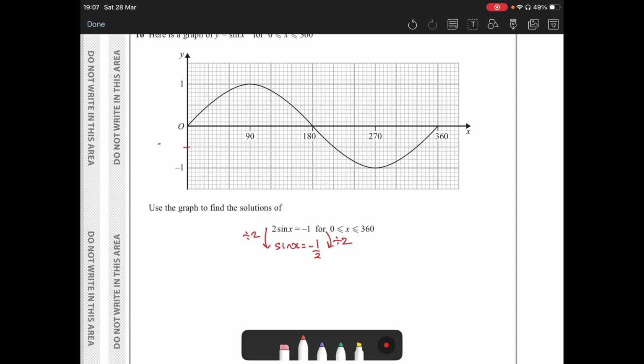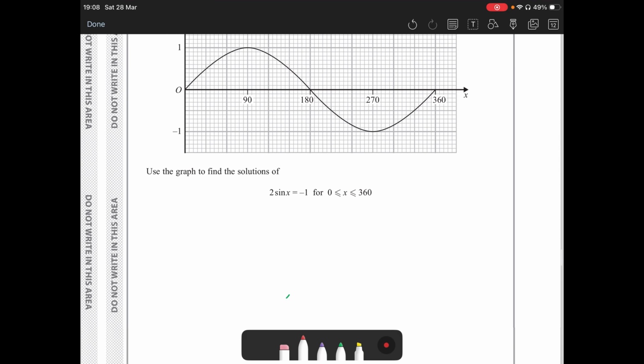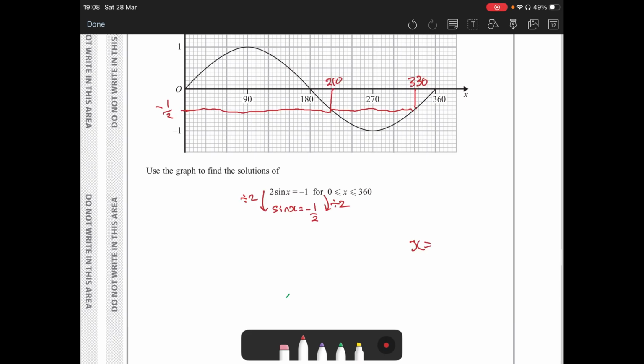So let's find minus a half on my axes. Go across with a ruler. Obviously, I'm on an iPad. And I'm going to get this as one of my 2 values. And the next number along would be this number here. So each 5 blocks represents 30 degrees. So that'd be 210 and 330. So your values of x are 210, 330.